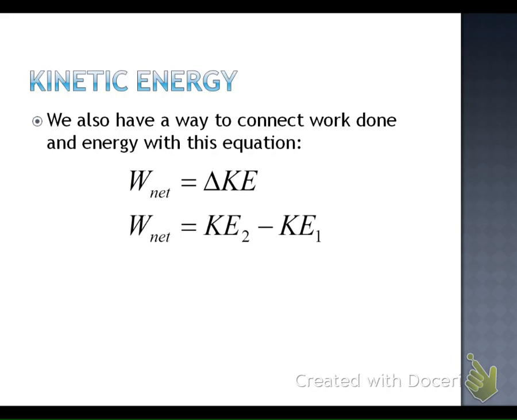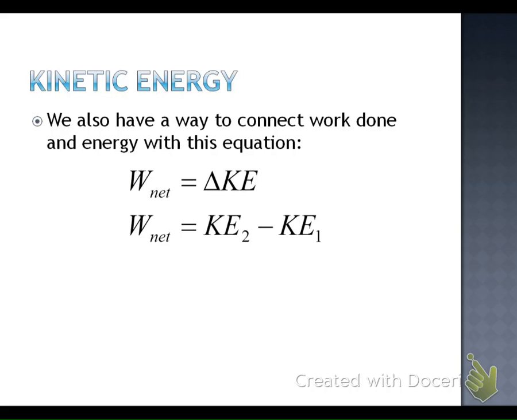Okay, so now let's go ahead and connect work to kinetic energy. I told you when I put something in motion by transferring kinetic energy, I exert or I do work on that object. Now we can connect these two with an equation. Okay, so net work is equal to change in kinetic energy. Remember, delta means final minus initial. You can replace this 2 and the 1 if you'd like with an F and an I, for final and initial. It doesn't make a difference at all.